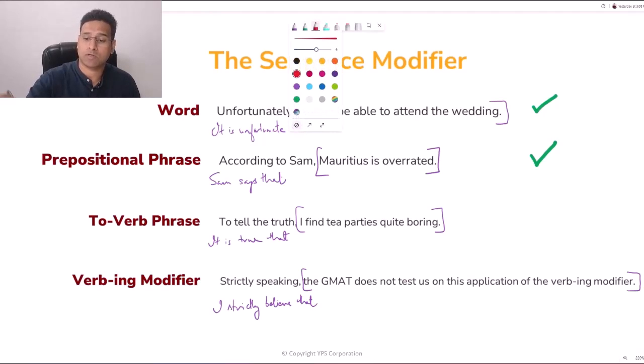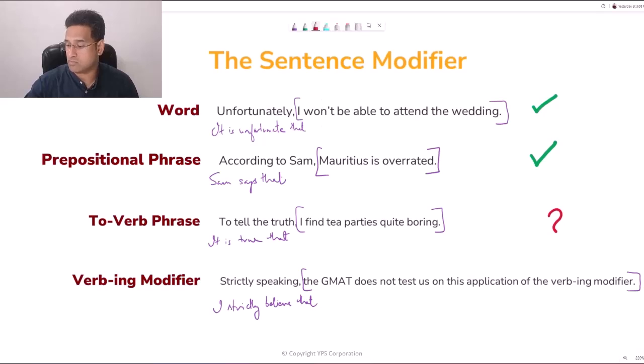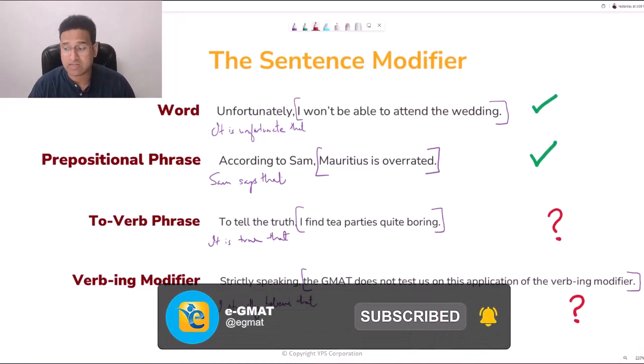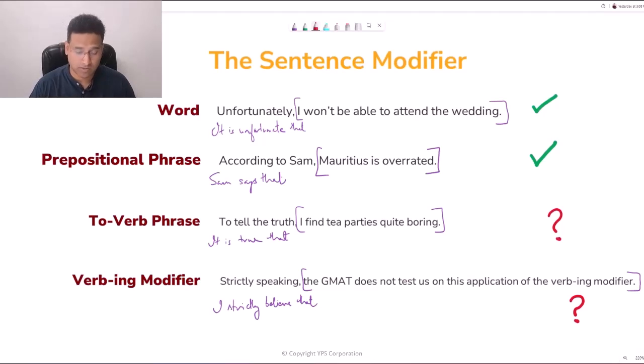So I'm going to put question marks over here. I'm not going to put an outright rejection because we don't have any evidence of these things being tested, the last two being tested in official SE questions. Could they be there in the actual exam? Well, it's anybody's guess. There's a lot of evidence indicating that these are not tested. One, for the simple reason we do not find these in OGs, and I haven't found them as yet.